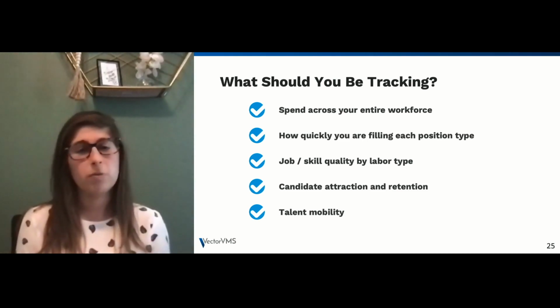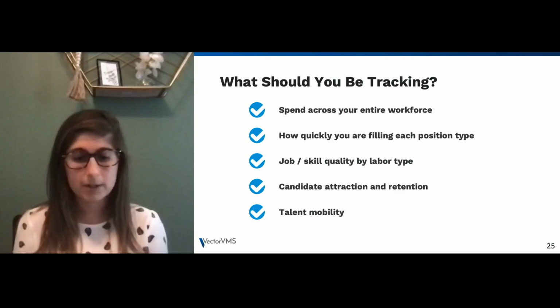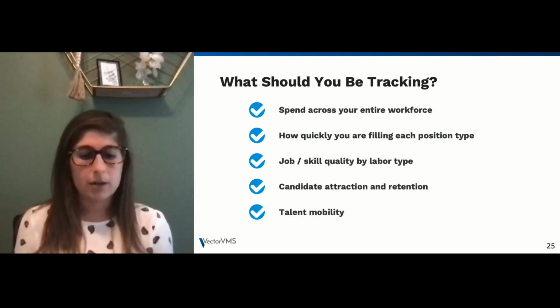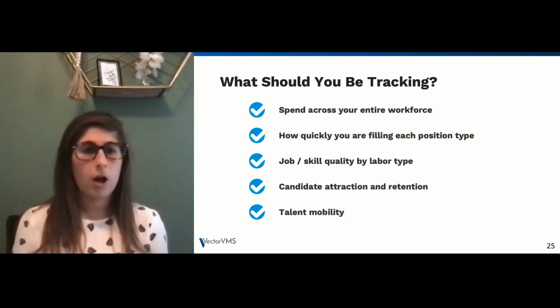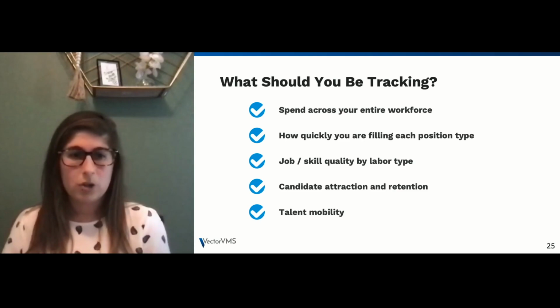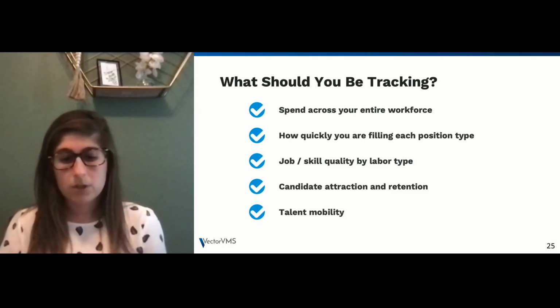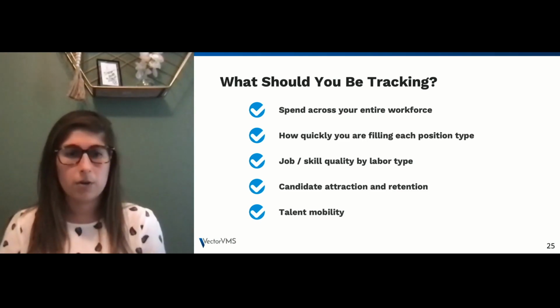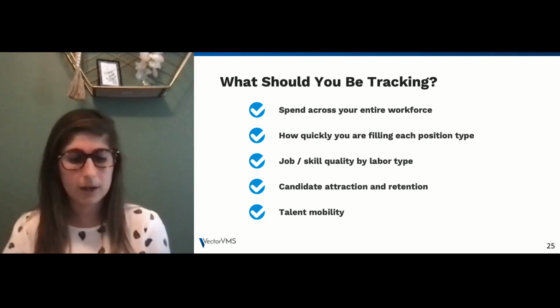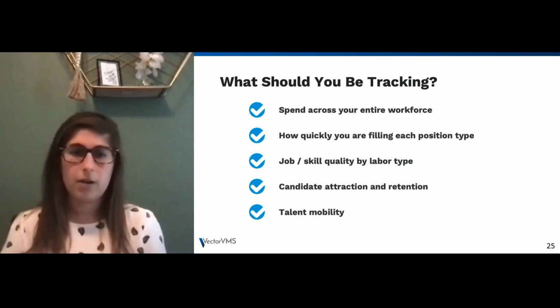And this is where that performance information comes into place. It will help you determine which avenue you want to send a candidate down when you're looking at how well it's being done and the quality of the work. So candidate attraction and retention, what is working for you on both sides of the house? Do you have higher turnover on your contingent side, or do you have higher turnover on your full-time side? You can use this to dig down even further.